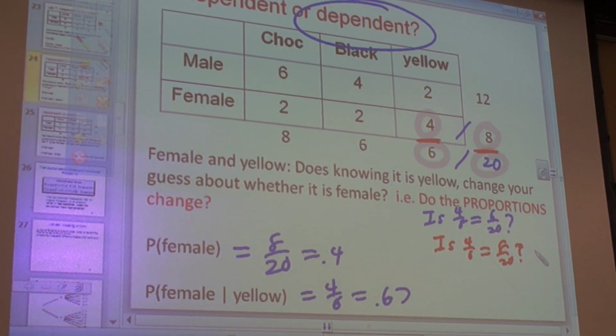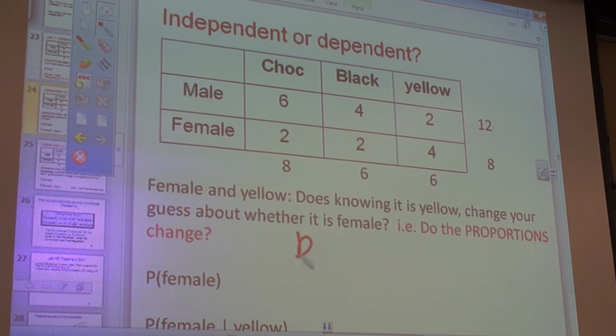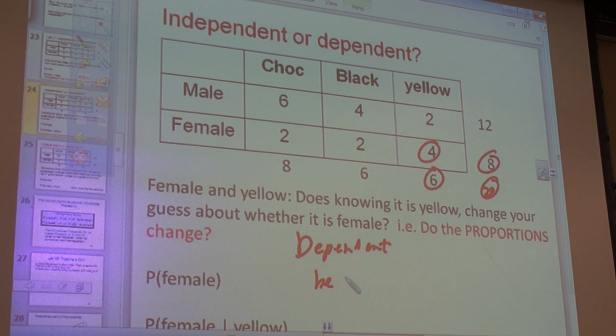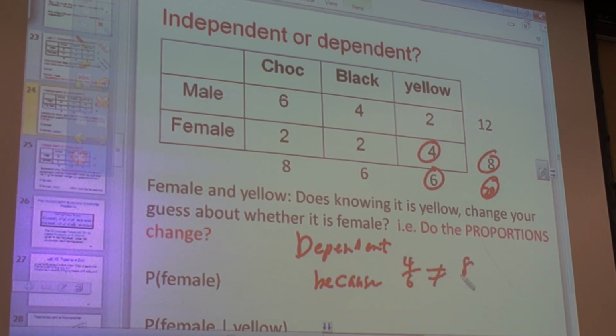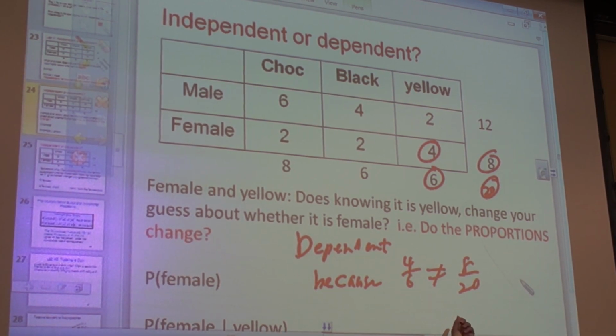So on the exam, I will ask you the question, and this should be your answer. Dependent, and when I say why, you'll say because 4 over 6 is not equal to 8 over 20. Done. That's all I care about. You give me that, and you've shown me that you found the correct proportions, and you know what you're talking about. Yes? So if they were equal, it'd be independent.